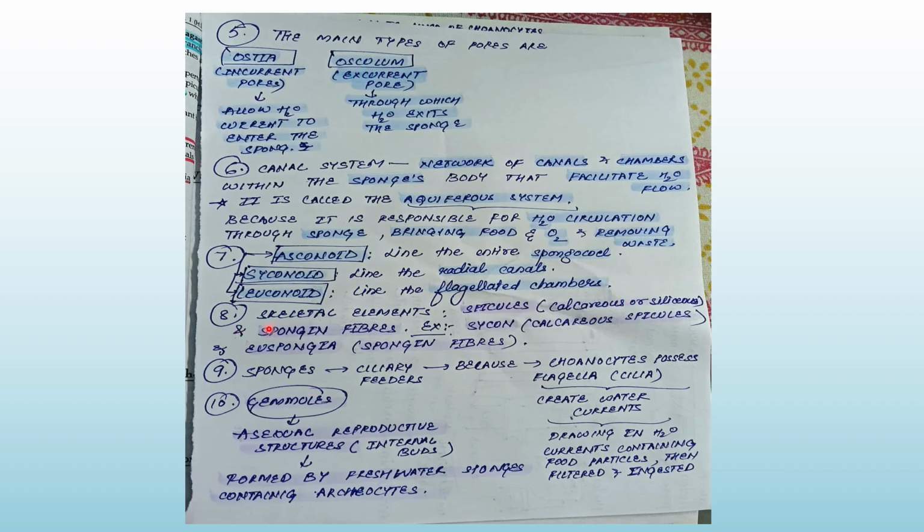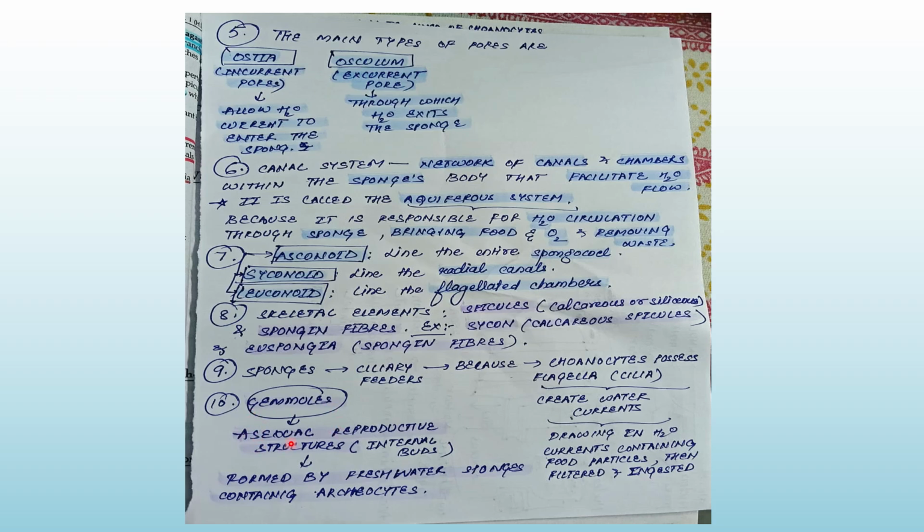Now the answer to the next question, skeletal elements. The skeletal elements are spicules, whether calcareous or siliceous, and spongin fibers, for example Sycon. They also have calcareous spicules, and Euspongia has spongin fibers. This is the example and this is the kind of fibers. Answer to the ninth question: sponges are ciliary feeders, because the choanocytes possess flagella which create the water current, drawing in water containing food particles, which is then filtered and ingested.